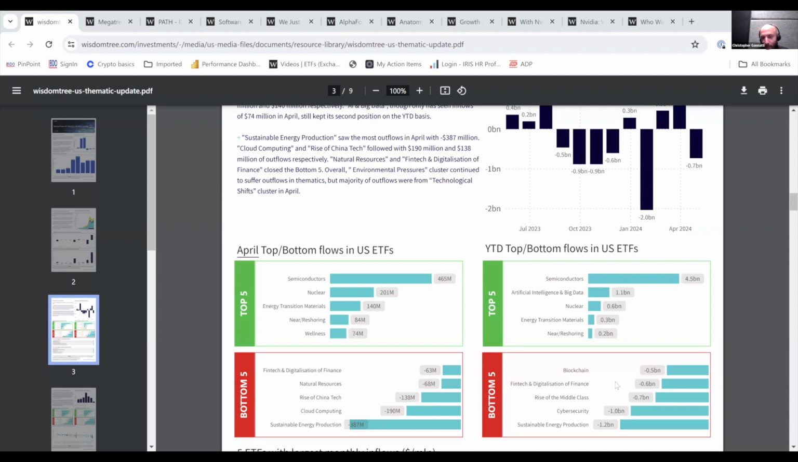And then you see the next topic, artificial intelligence and big data, $1.1 billion. Again, that's the first 4 months of 2024, a mixture of different ETFs. That is where the money is being placed. And similarly, it's also interesting because sometimes you want to be a bit contrarian, you want to go against the grain, and you can look in the lower section there and you see blockchain and fintech, digitalization of finance, rise of the middle class, cybersecurity, and you see the negative numbers. So that's where people are pulling the money out of.